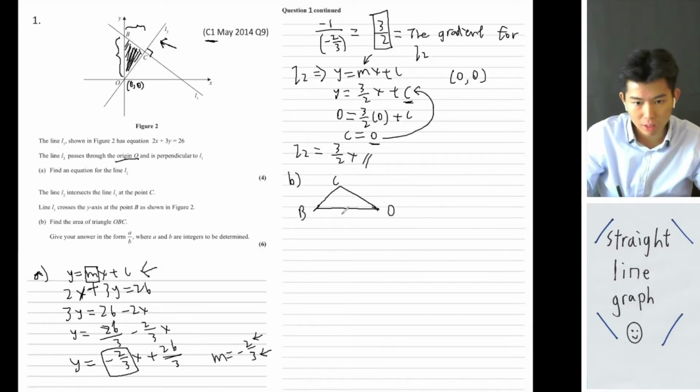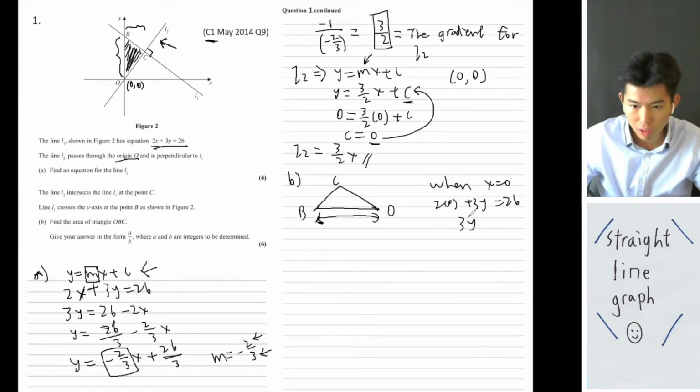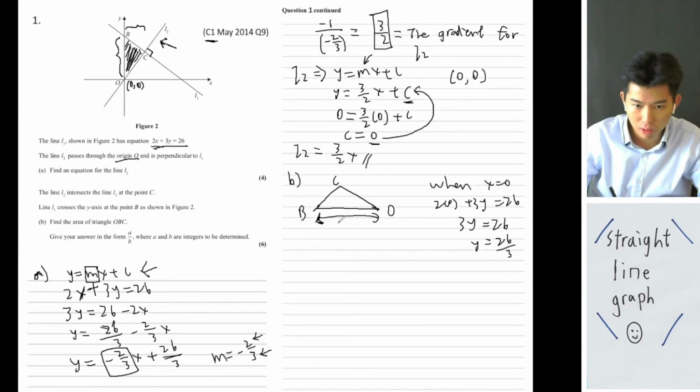So how do we get this length? All we have to do is find the point B. And how do we get the point B? For line number 1, we substitute x equals 0 back into this equation here. 0 plus 3y equals 26. When x equals 0, 0 plus 3y equals 26. From there, 3y would be equal to 26. y will be equal to 26 over 3. So the length here would be 26 over 3.